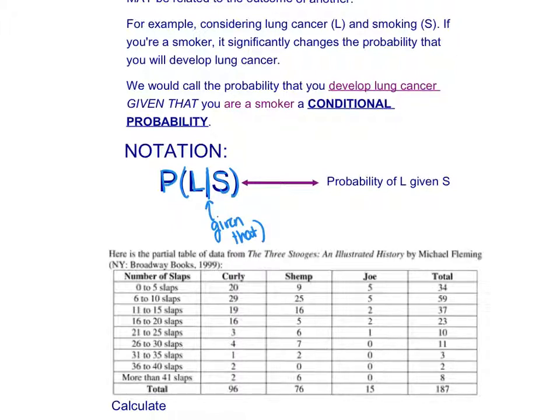And the order is going to matter. If I write this the other way, the probability of S given L, this would be the probability that you're a smoker given that you've developed lung cancer. So it would be the probability of S given L. So the order is going to matter.